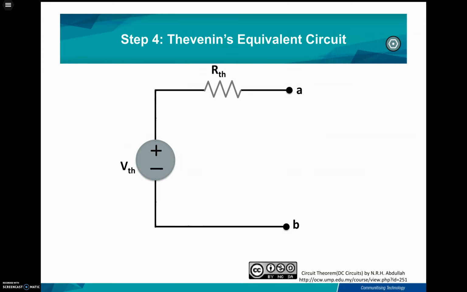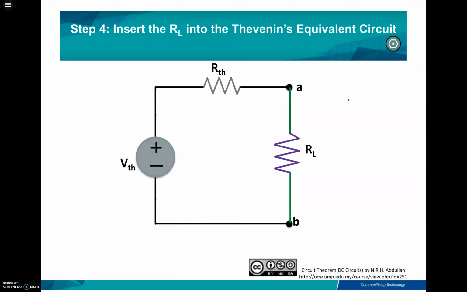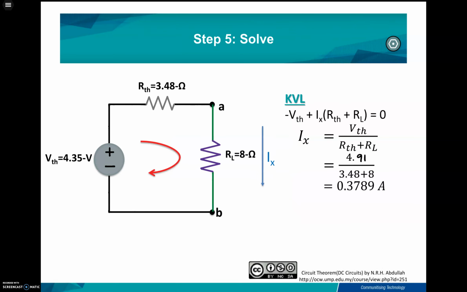Step number 4, this is the Thevenin equivalent circuit. You already found the Thevenin voltage and the Thevenin resistance. To insert the RL into the Thevenin equivalent circuit, you can see that this is the RL. Final step, after you include all the information and values as shown in this figure, you can do the KVL in the loop. So minus V Thevenin plus Ix times R Thevenin plus R L times Ix equals 0. And then the value of Ix will be 0.3789. So the value is the same as the previous method or theorem that you already used.